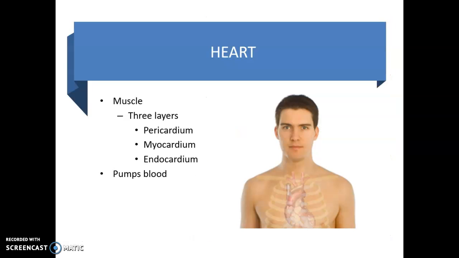The heart is a muscle. It has 3 layers. If you know medical terminology at all, peri means around. So the pericardium is the outer layer that surrounds the outside of the heart. Myo means muscle, so the myocardium is the actual muscle of the heart. And endocardium is the inside layer of the heart. The main job of the heart is to pump blood.